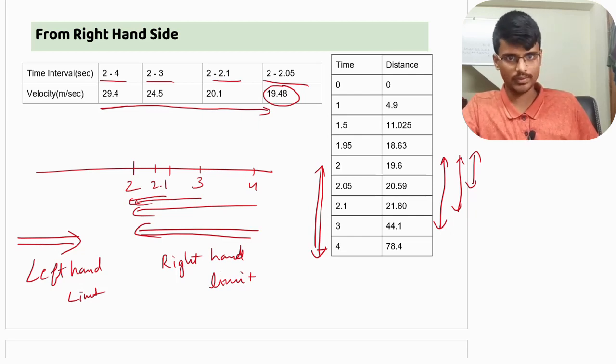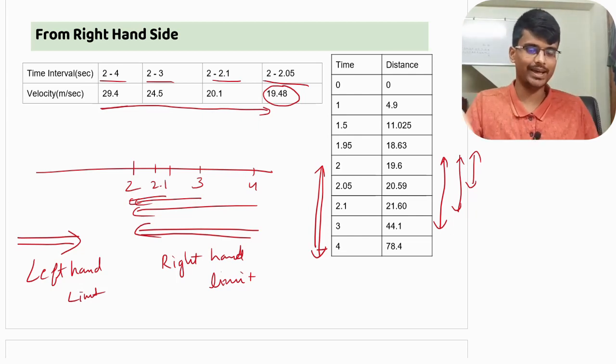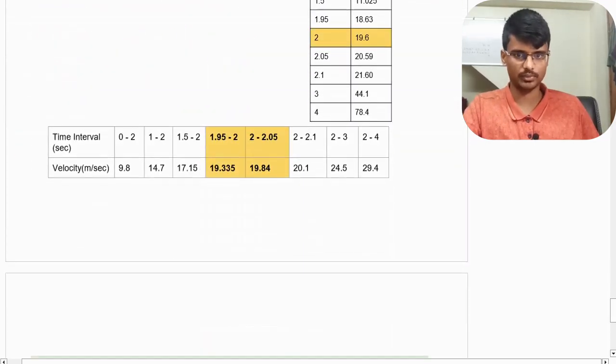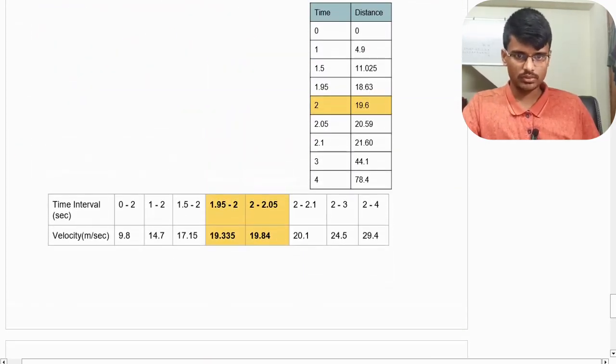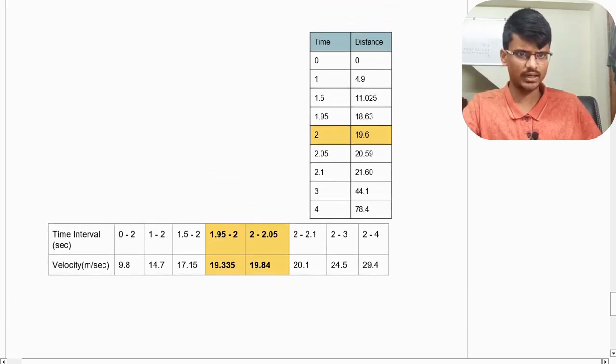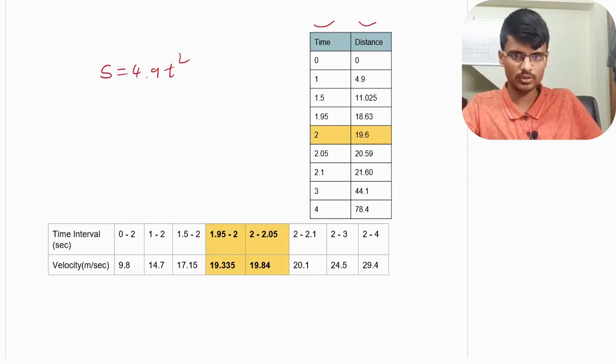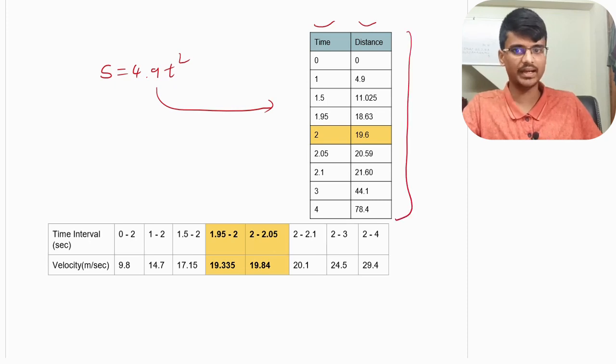Okay. So now let's get both the things, left hand and right hand thing. Okay. So see, this is the left hand limit. This is the same data. So this is our time and distance data that we got from this equation, s is equal to 4.9 t square. Using this equation, we found out this data, and our interest is to find out the velocity at time t equal to 2 seconds.